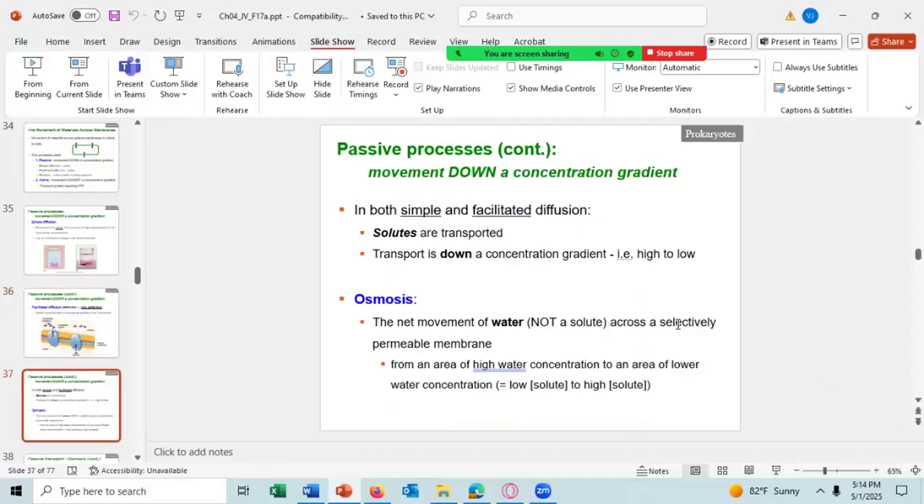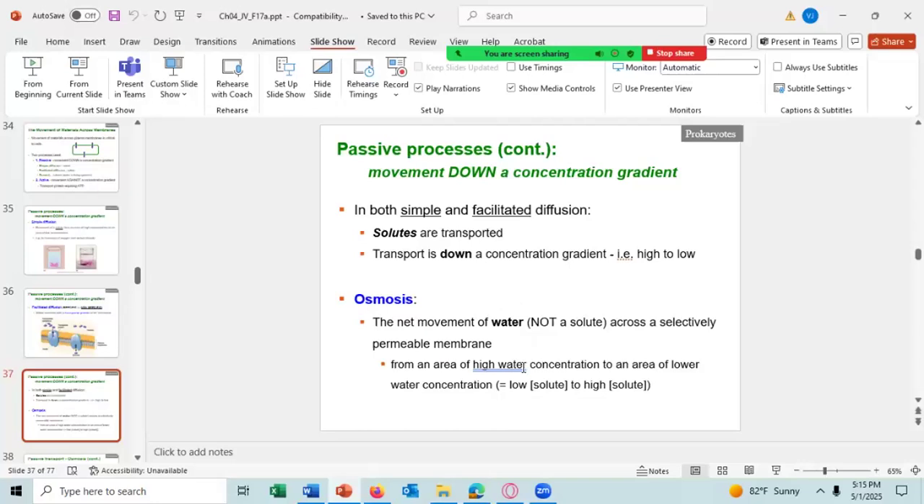So with passive processes, both simple diffusion and facilitated diffusion, solutes are transported down a concentration gradient from areas of high concentration to areas of low concentration. With osmosis, we don't have a solute that's transported, we have a solvent that's transported. And with the term osmosis, that solvent is always water, because water is very important for life. And so when water is moved into the cell, we call it osmosis. And the water always moves from areas of high concentration to areas of low concentration.